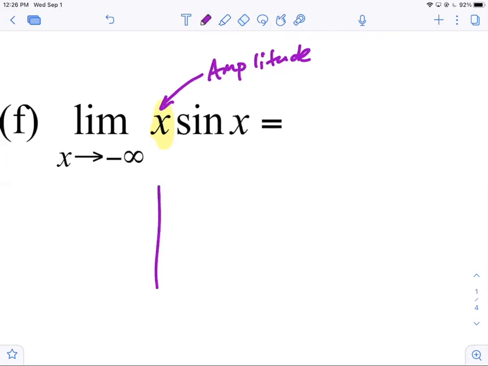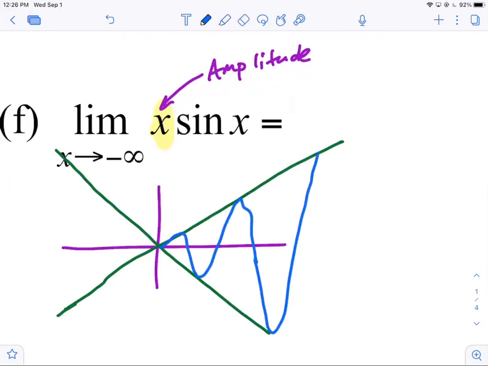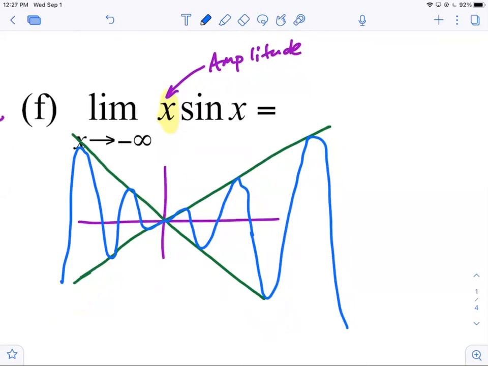So if you think about what the line y equals x looks like, and the line y equals -x, like this, here's what this graph looks like. It starts off like this, and then as it oscillates, it does this. This is the one that's going to continue to oscillate, but as it does, the amplitude is increasing, bounded by the curves x and -x. What's happening as we go out to the left? It's oscillating between two increasingly large values. So what do you think the limit is?